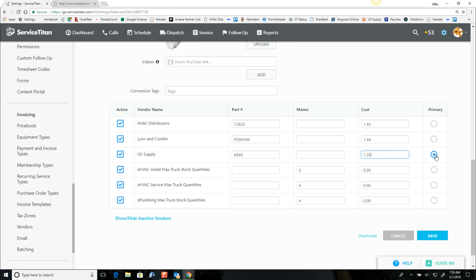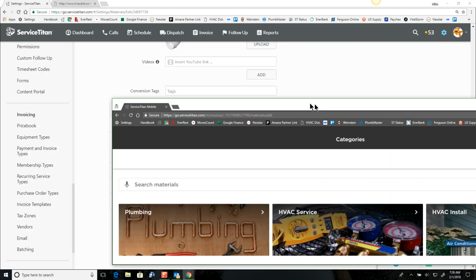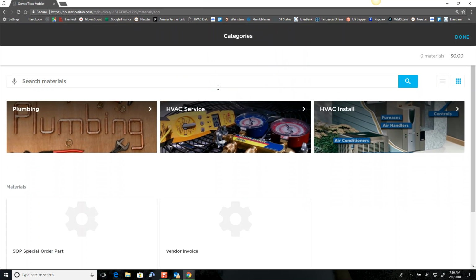If I look at my field side, what the technicians would see in the iPad, I can see I have 3 different categories here: plumbing, HVAC service, and HVAC install. All these 3 categories are also linked to specific business units: the plumbing business unit, the HVAC service business unit, and the HVAC install business unit.